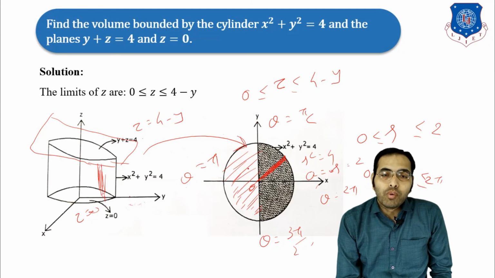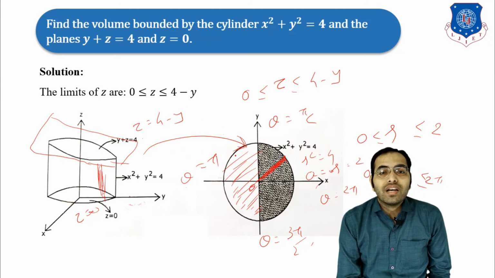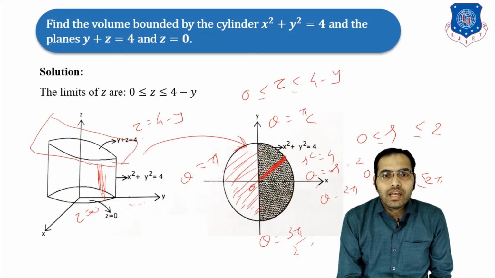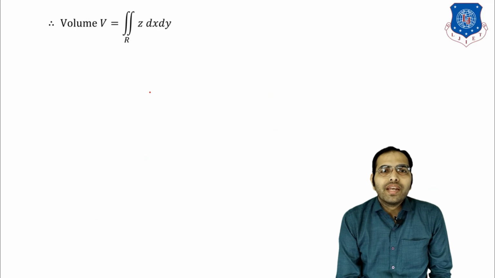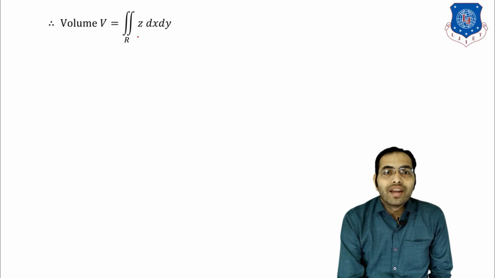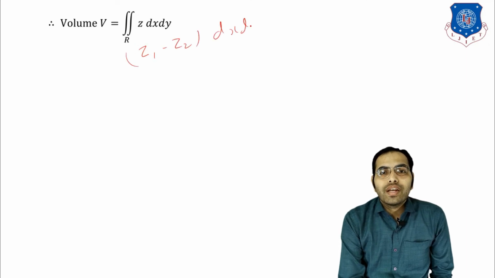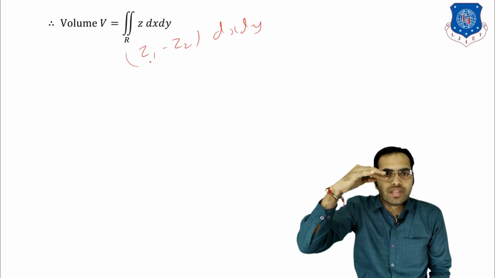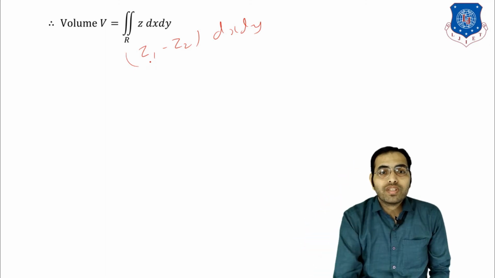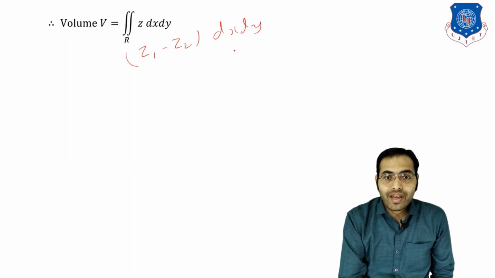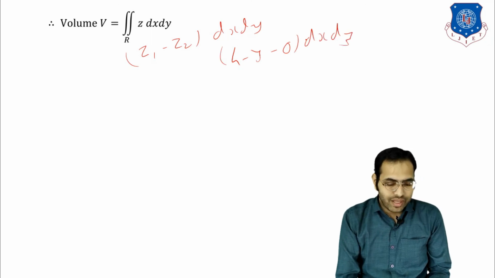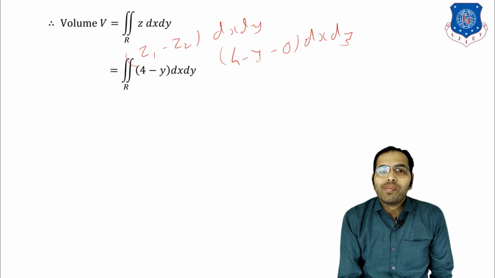For converting to the polar coordinate system, we have to replace x as r cos theta, y as r sin theta, and z is kept as it is. Now here we have to find the volume with the help of a double integral. For that we have the formula: volume V is the double integral over the region R of z1 minus z2 dx dy, where z1 is the upper surface and z2 is the lower surface. The upper surface is exactly 4 minus y, the lower surface is 0, so 4 minus y into dx dy, that will be our double integral over R of 4 minus y dx dy.